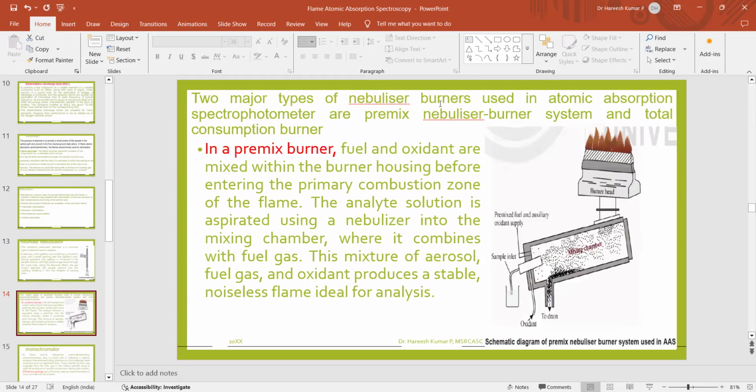Two major types of nebulizer burners are used in atomic absorption spectroscopy: the premix nebulizer burner system and the total combustion burner. In the premix burner, the fuel and oxidants are mixed within the burner housing before entering the primary combustion zone of the flame. The analyte solution is aspirated using a nebulizer into the mixing chamber, where it combines with the fuel gas. The mixture of the aerosol, fuel gas, and the oxidant produces a stable, noiseless flame, ideal for the analysis.